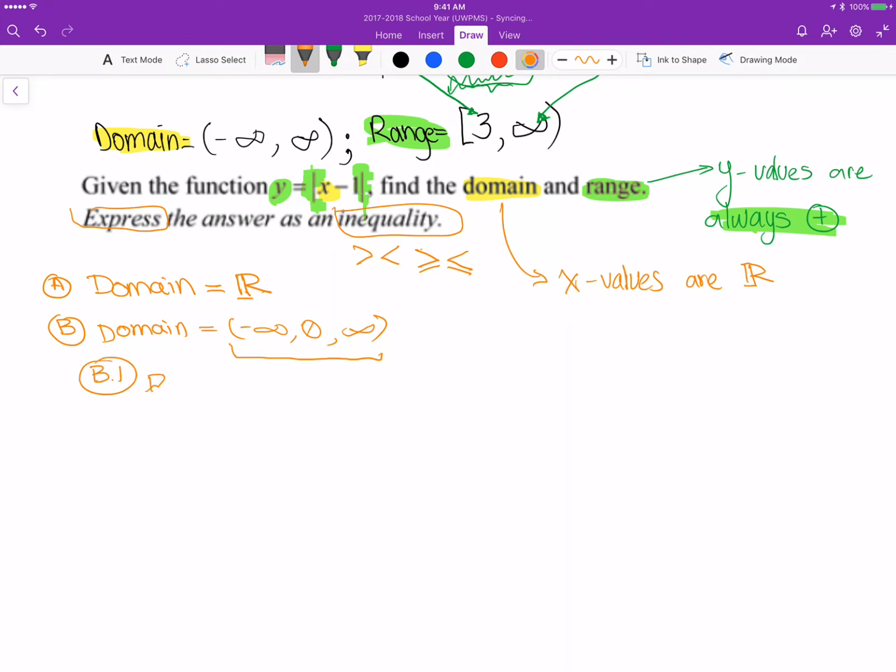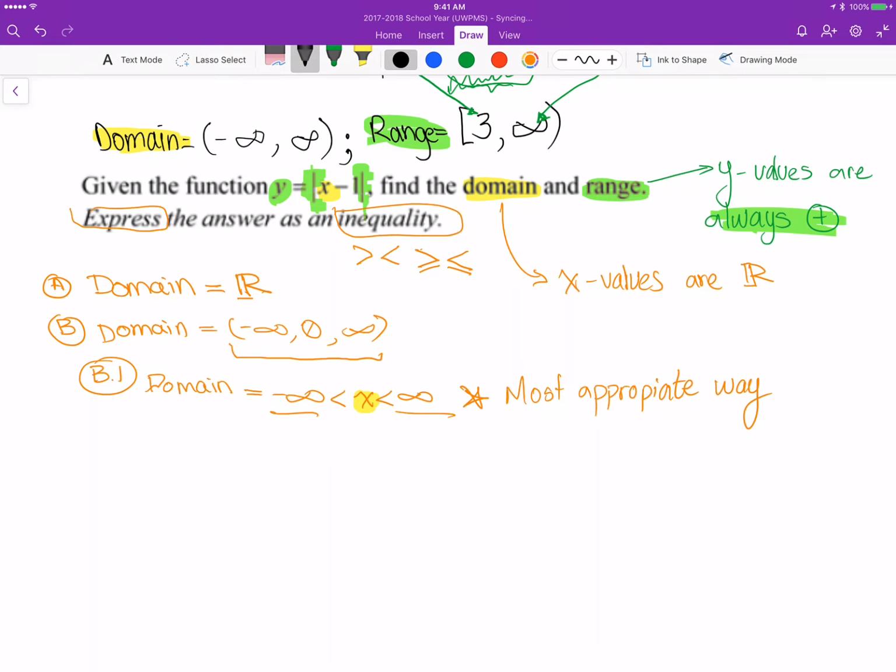B.1, I can say that the domain equals from negative infinity, and x is in between negative infinity or positive infinity. This is the most appropriate way to express that.